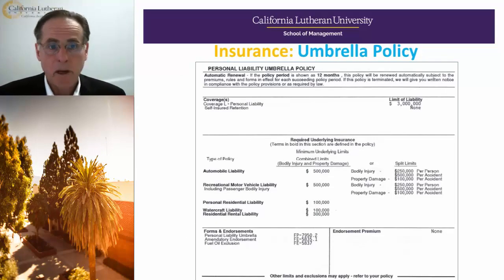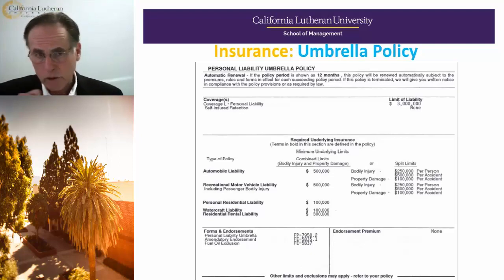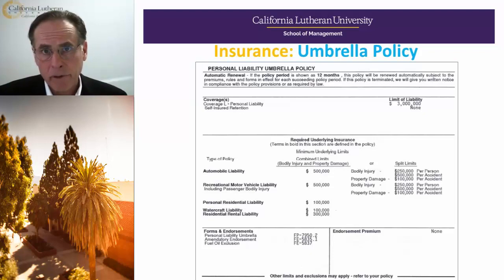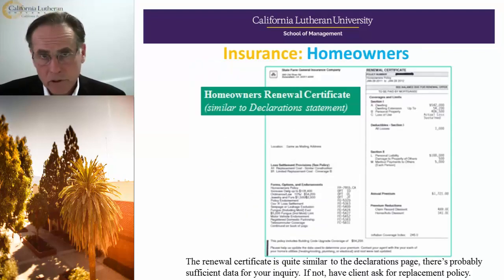Similarly, the liability umbrella policy is going to give me a lot of information. As you can see on this sample, I see the amount of coverage, in this case $3 million, and I also see the underlying requirement that's being fulfilled there. And you can see some other forms of endorsements, but I see here they have a $3 million umbrella. Let's see, the renewal certificate is quite similar to the declarations page. And again, there's probably sufficient data for your inquiry.